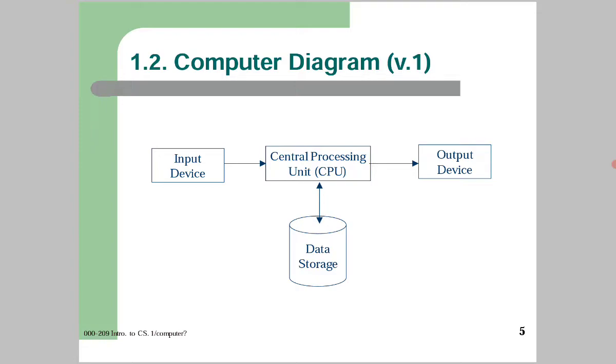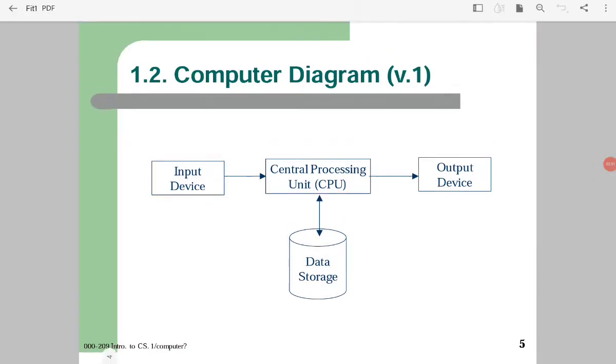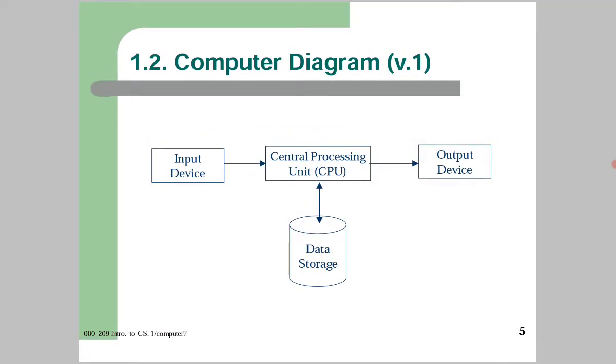So this is the block diagram of a computer, meaning how a computer works, or the structure, or architecture of a computer. In this diagram we see that first there are four components. First one is input devices or input unit. Second one is central processing unit or CPU. And output devices or output unit, and data storage or memory.